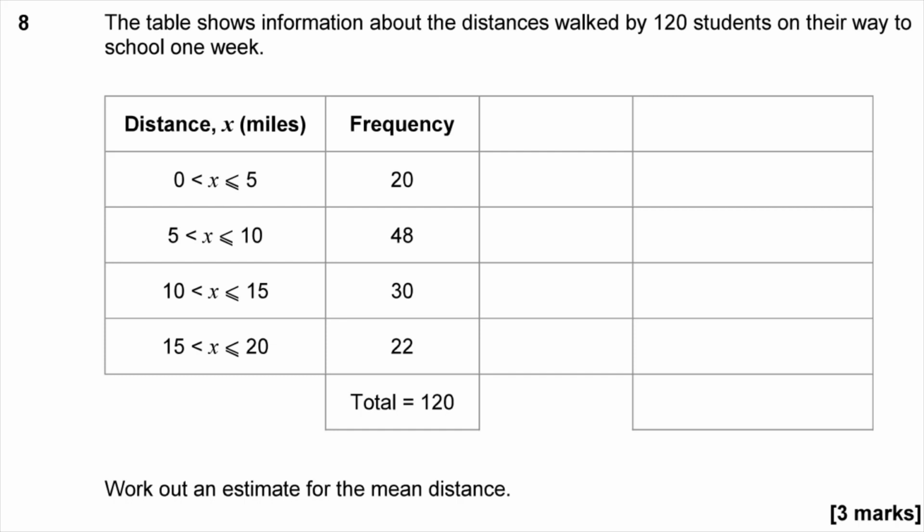Now the problem is that this data has been grouped, so we don't have the precise values, but we're estimating, so we're going to use mid x as an estimate for each of these. So you find mid x by adding your two end values together and dividing by 2. So 0 plus 5 is 5, divided by 2 is 2.5. You're basically averaging out the two endpoints. 5 plus 10 is 15, divided by 2 is 7.5. 10 plus 15 is 25, divided by 2 is 12.5. And 15 plus 20 is 35, divided by 2, 17.5.